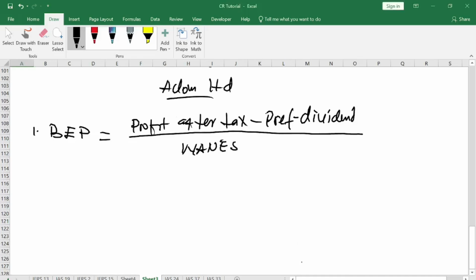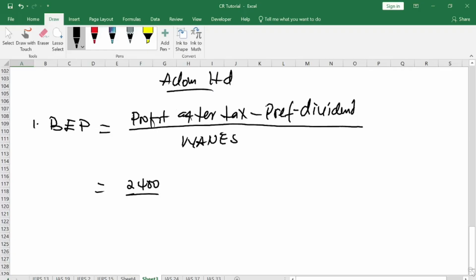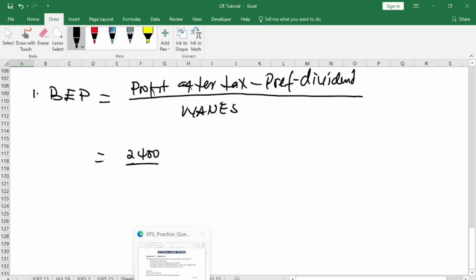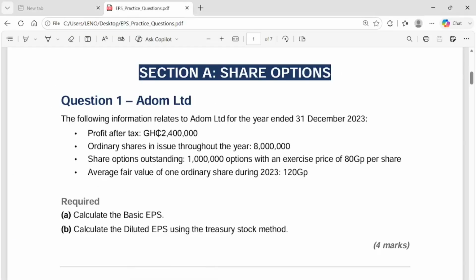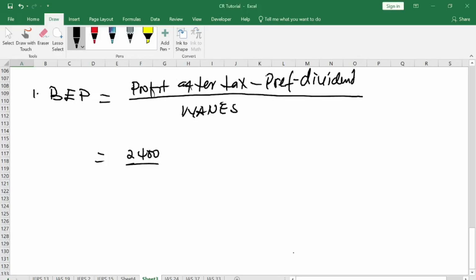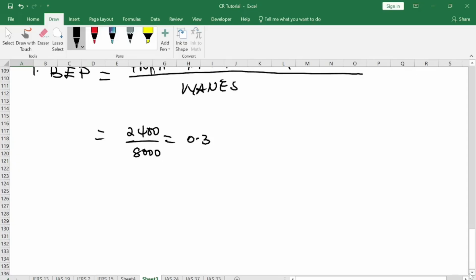In this question, our profit after tax is 2.4 million, so that's 2,400, all divided by the number of shares. The company issued 8 million, so you make it 8,000. That gives you 0.3 pesos. Then we can go on to calculate for our share options.